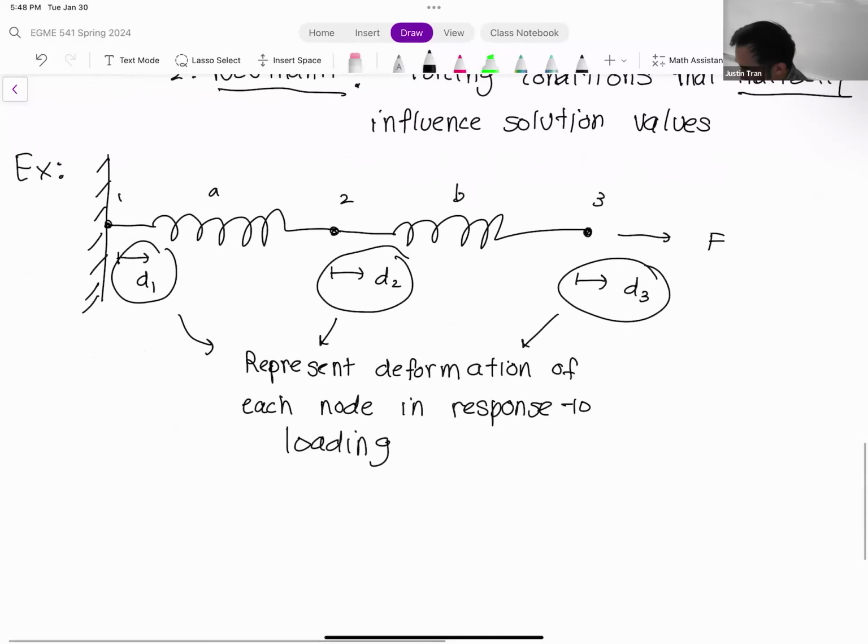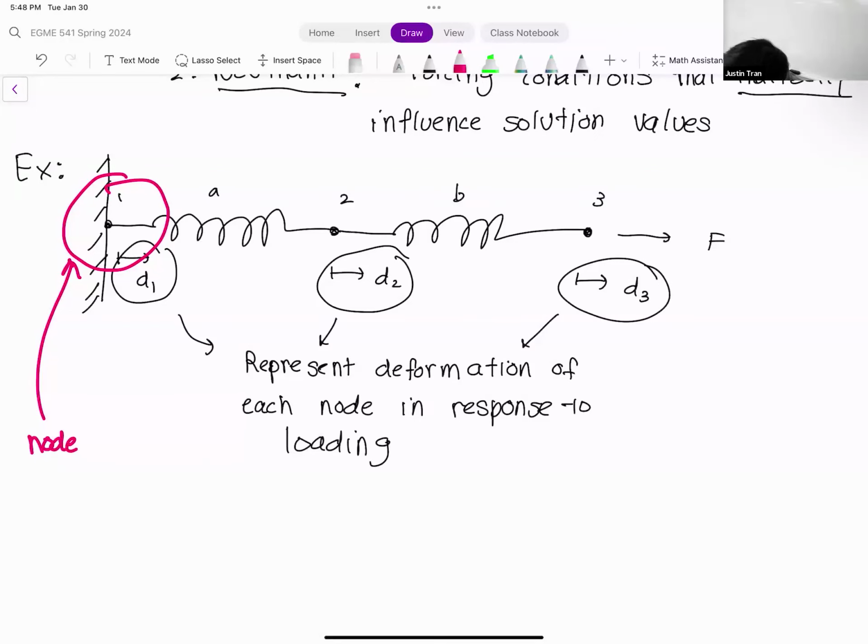But of course, the boundary conditions that we have specified here are going to affect those deformations. Let's start on the left side, so let's start on node 1. We can see from this diagram here that node 1 is fixed to the wall. It's either bolted there, it's nailed there, whatever. It's attached to the wall.